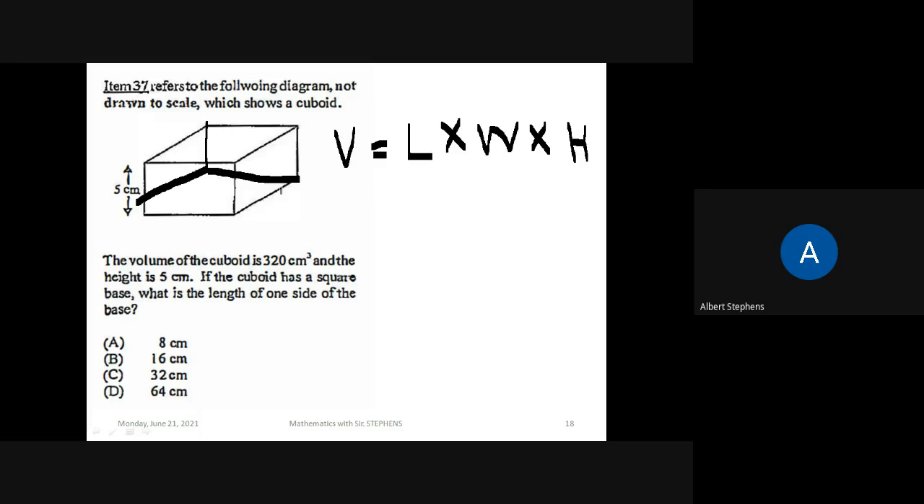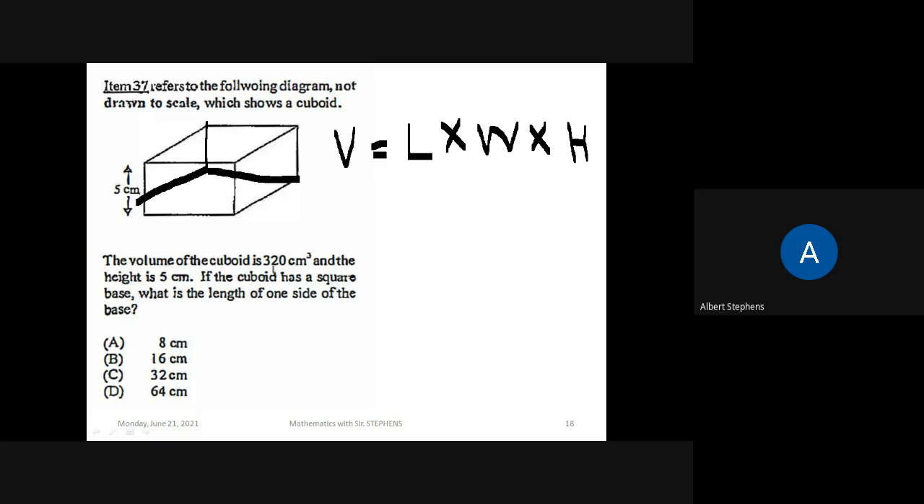You have left, right, front, back. Oh, yeah, you have 6 sides. So 32 divided by 6. All right. So let me just explain what's happening here.